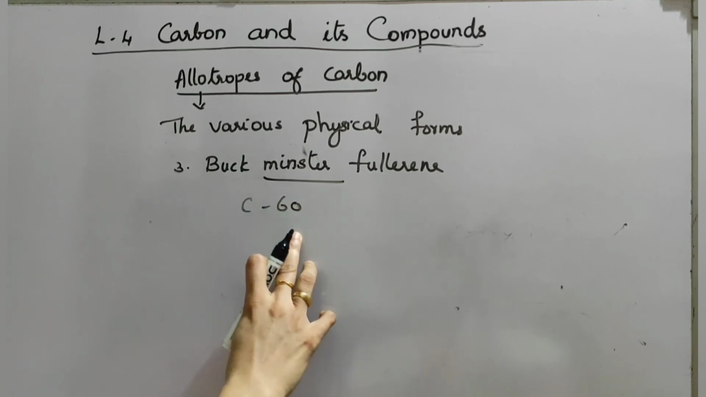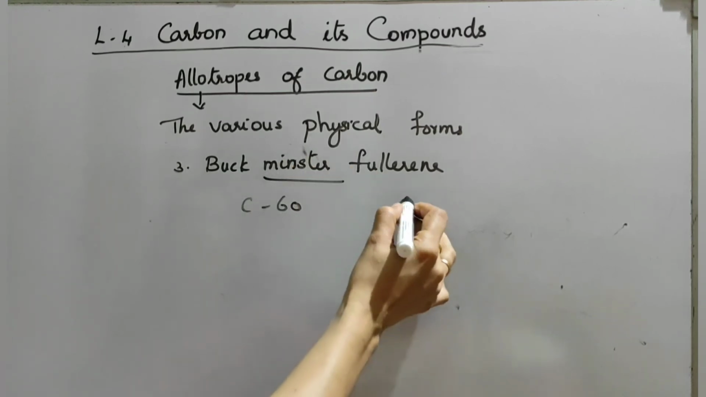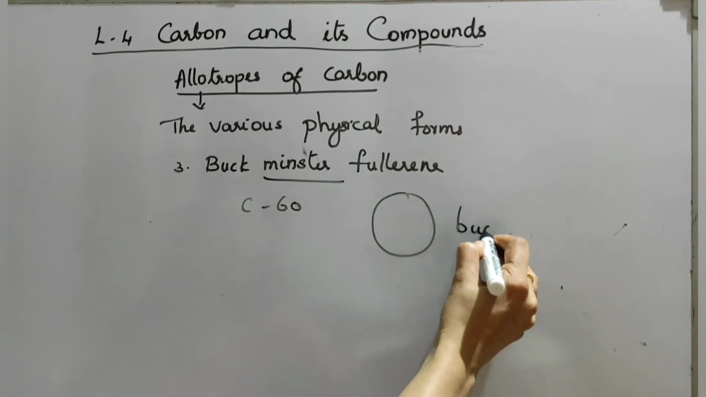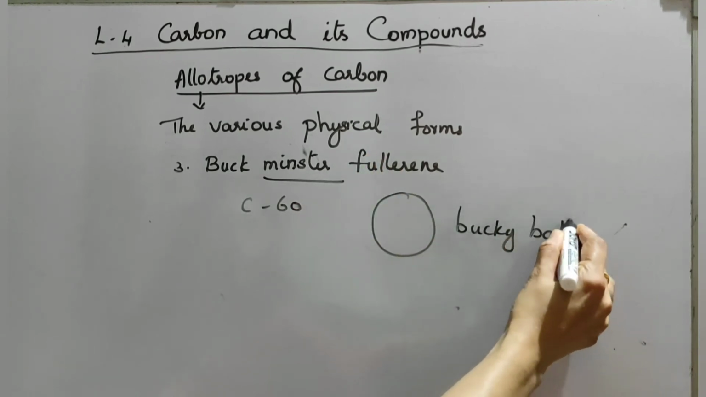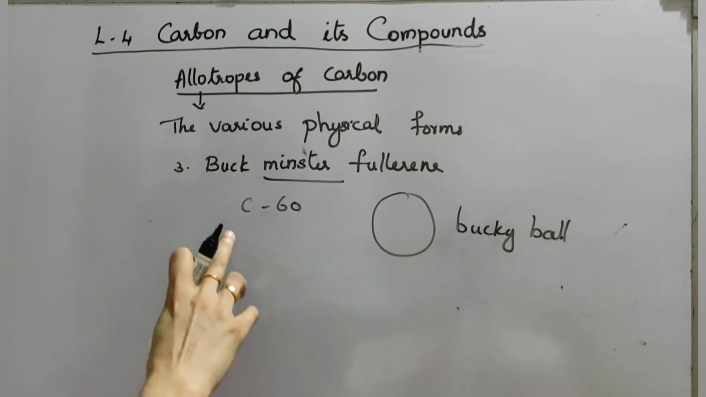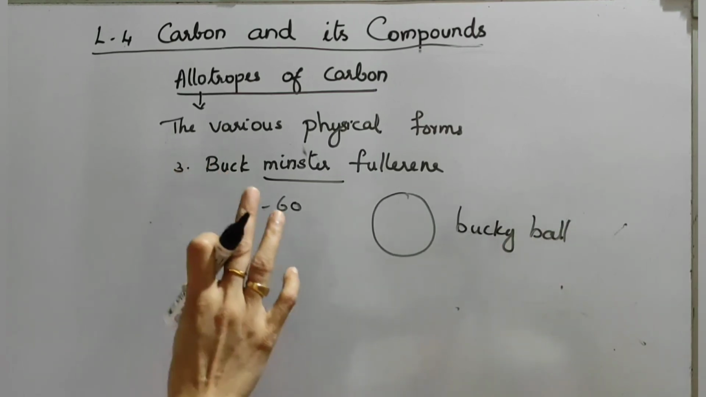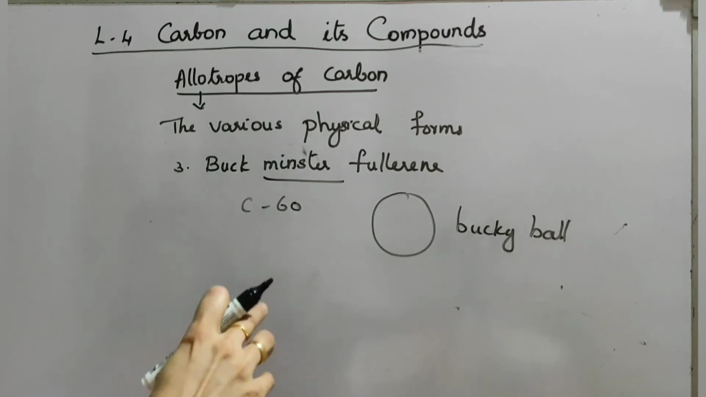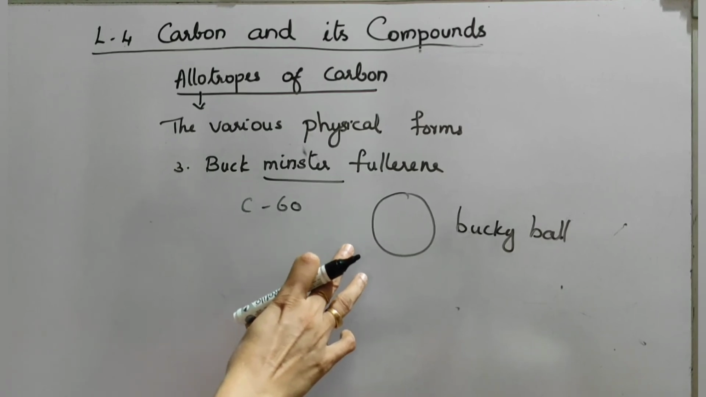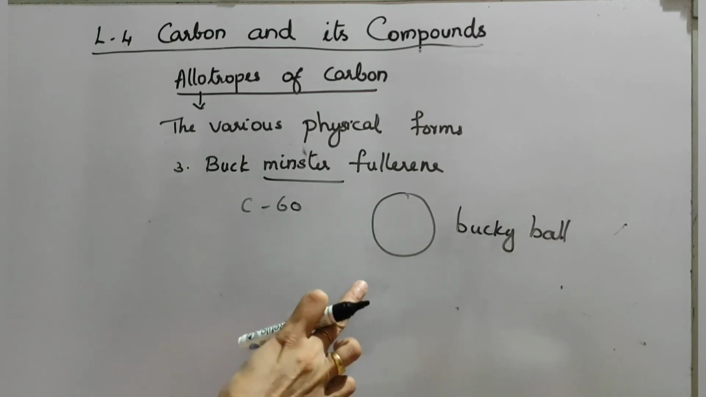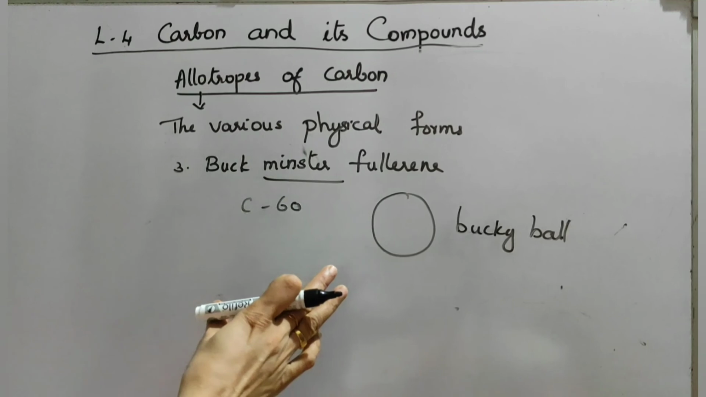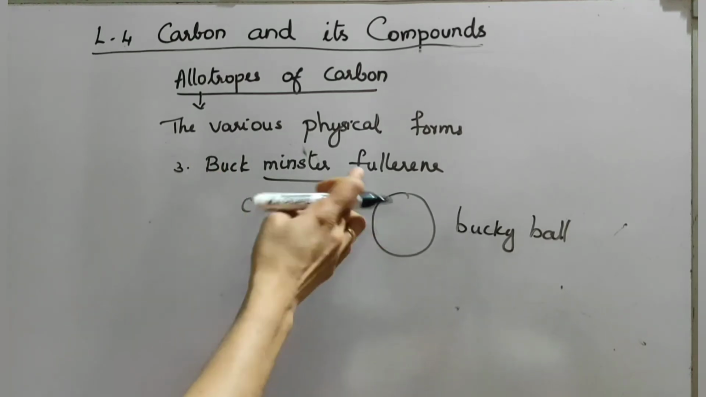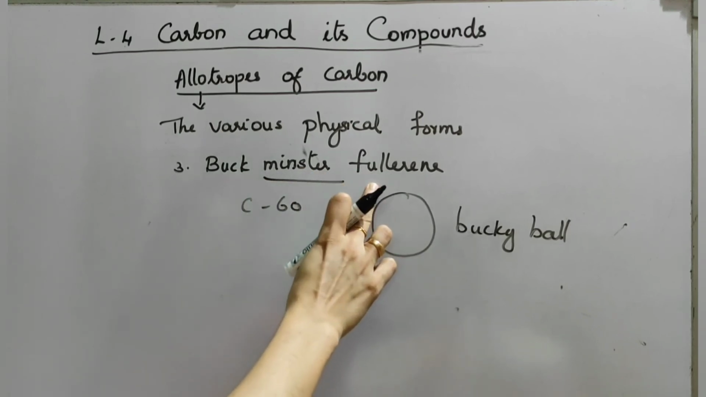60 carbon atoms are joined together to form a spherical molecule, just like a football, otherwise we call it a buckyball. This Buckminster fullerene is a dark solid at room temperature. Another point, it looks like a geodesic dome designed by the US architect Buckminster Fuller. So this molecule was named fullerene, short for Buckminster fullerene, or simply we call it fullerene.